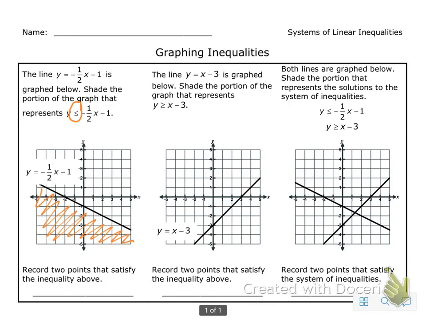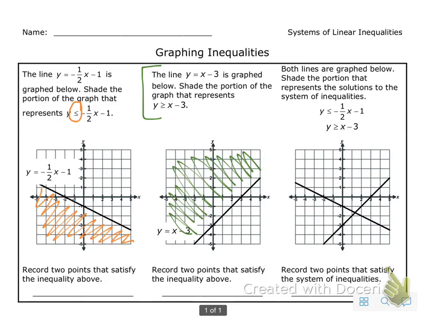The line y equals x minus 3 is graphed below. So we're here. Shade the portion of the graph that represents y is greater than x minus 3. So we're going greater. Well, that's all of the space above. And, you know, I can't cover all of it because it goes on infinitely. But that's okay, because we know the general idea.